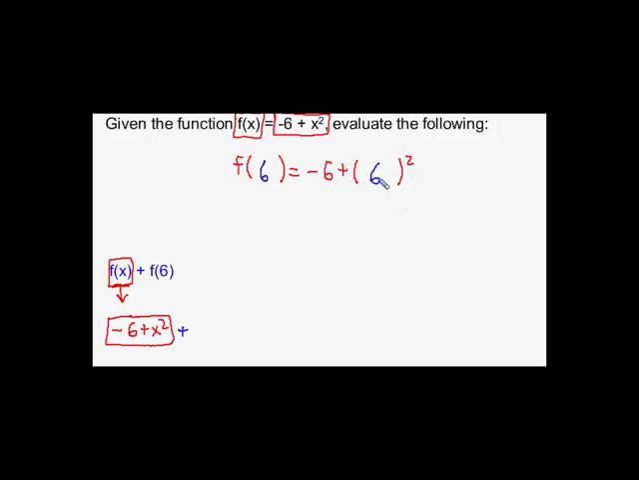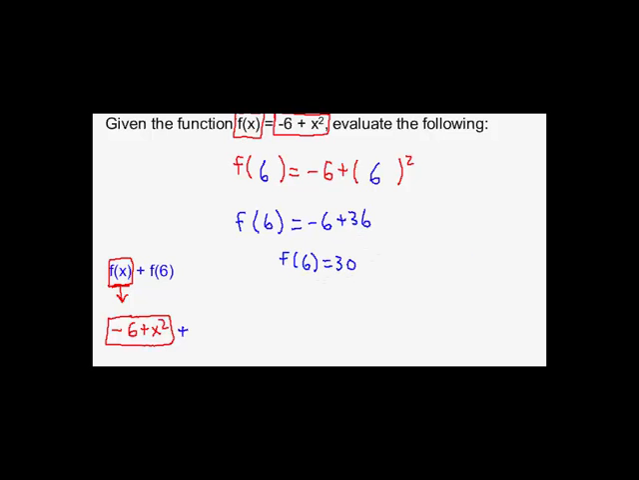However, since the arithmetic is so simple, I think I will finish the problem. I'll copy the negative 6. 6 squared is 6 times 6 or 36, so we are to add 36. Negative 6 plus 36 is simply 30. So I get that f of 6 equals 30.